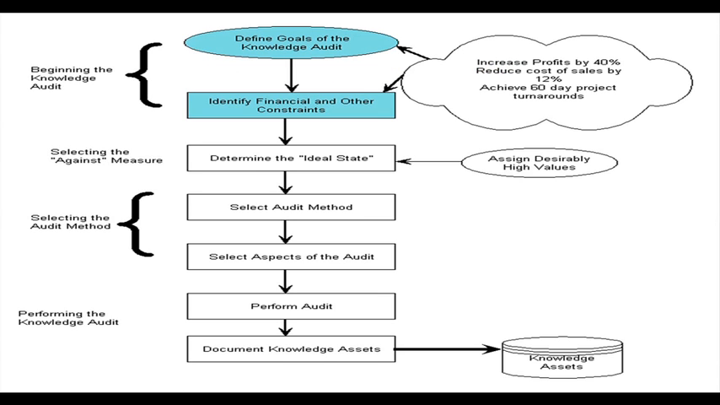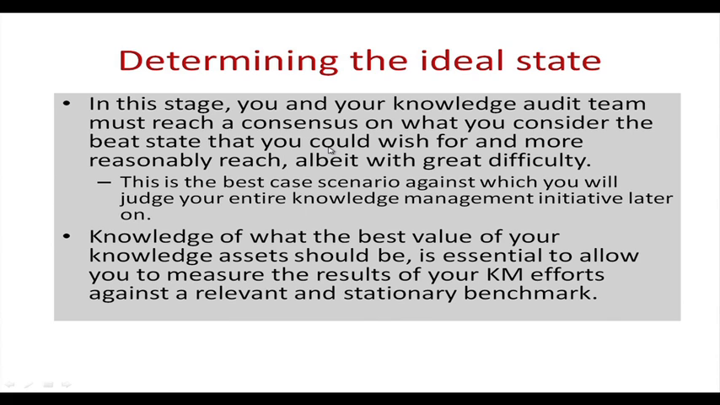Okay. So, the first phase, basically if you look at this, we are going to define the goals of the knowledge audit, and then you have to see what the financial and other constraints are. So, this is basically the beginning of the knowledge audit, and that is where you are going to define the first stage. Then you move to the next stage, that is the ideal stage.